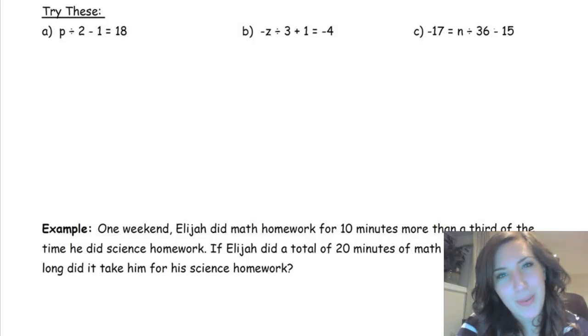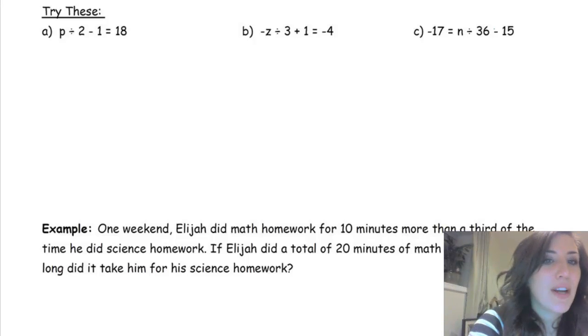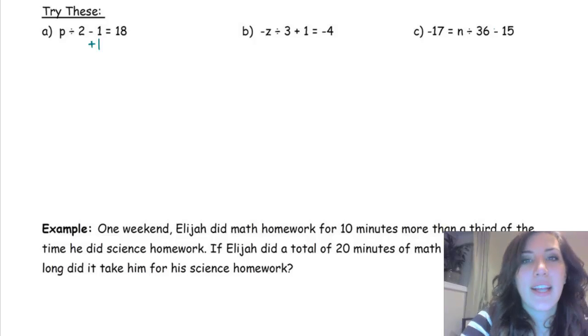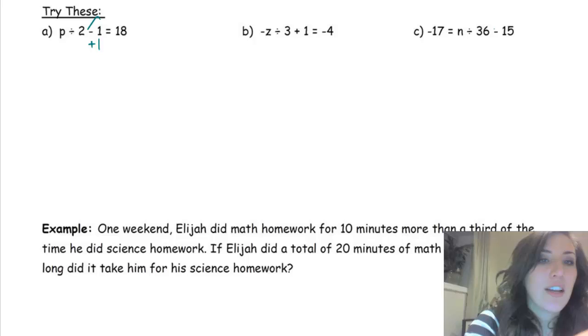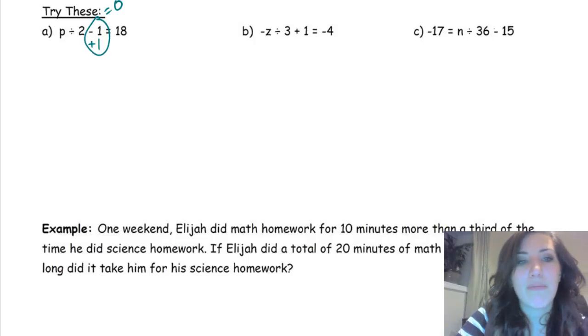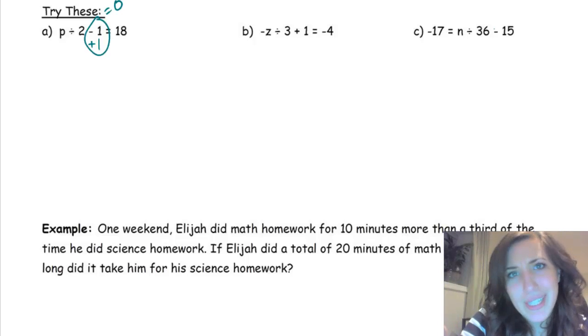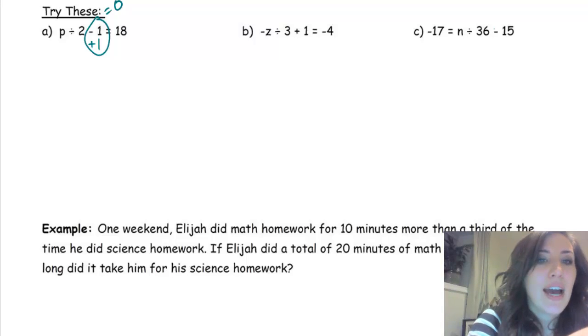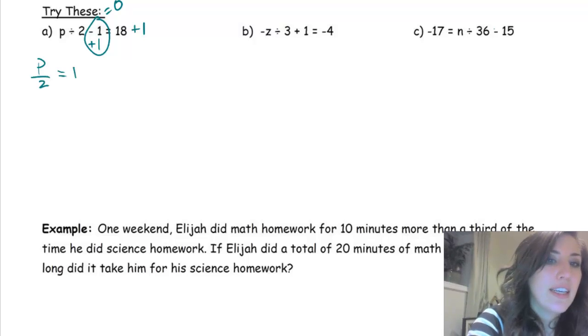P divided by 2 minus 1 equals 18. So the first thing we want to do is get rid of this minus 1, and let's do the opposite, and that would be adding 1, because negative 1 plus 1 equals 0, and P divided by 2 plus 0, you don't have to say plus 0. But if we add 1 to one side, we must add 1 to the other side. So we end up with P divided by 2 plus 0 equals 18 plus 1. So P divided by 2 equals 19.